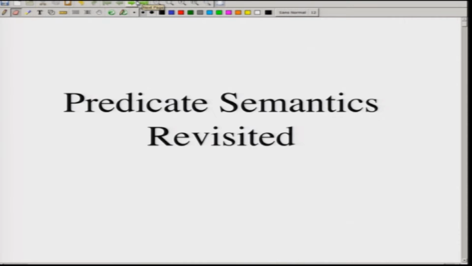Welcome back. We already did predicate semantics, but my focus there was mainly on the pedagogy of it, the understanding of it. Also, a few topics were not covered in the previous sessions. So, we shall do a few things now in this session. It will be the last session of predicate semantics.